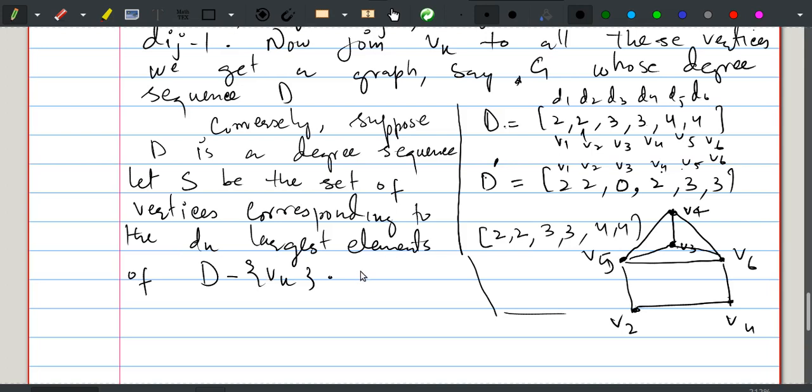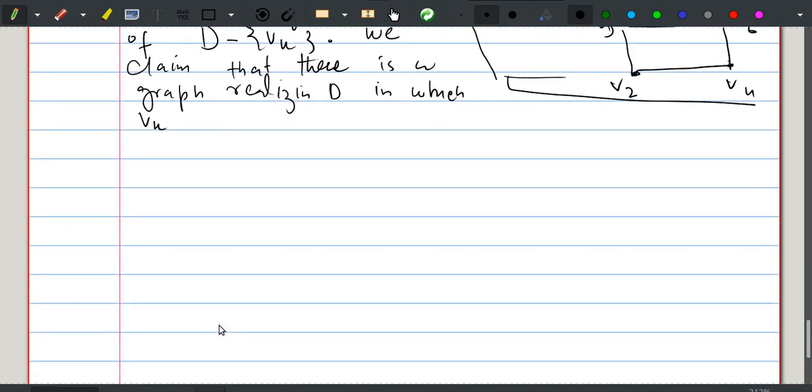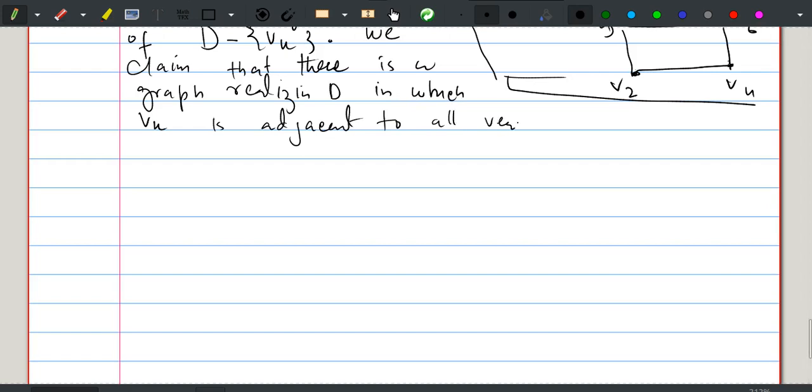Now what we do, we claim that there is a graph realizing D in which Vk is adjacent to all vertices in S. So this is our claim.